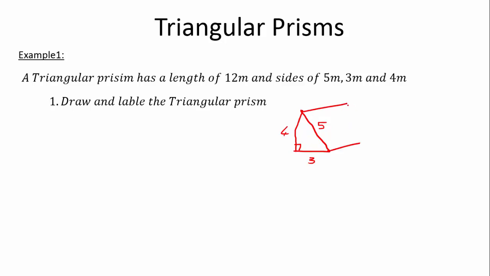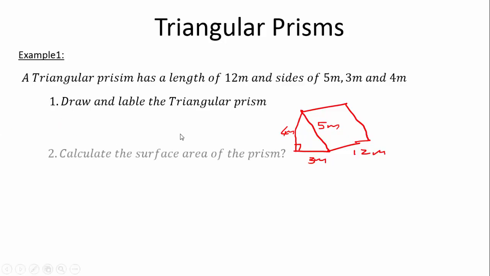And we're going to say it has a length of 12 meters. Okay, these are all in meters. Don't forget your units. And there we've drawn and labeled the triangle. Okay, let us now calculate the surface area of the prism.